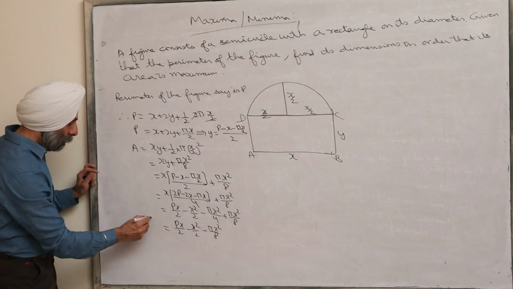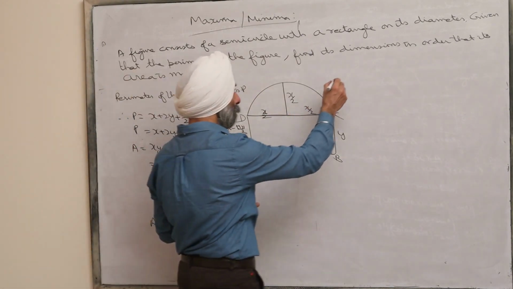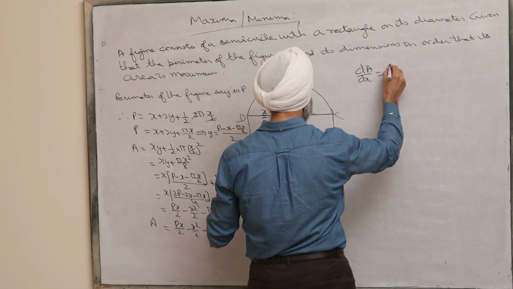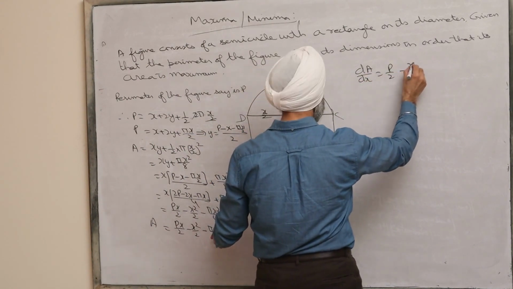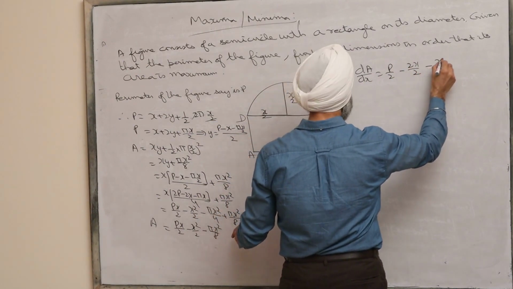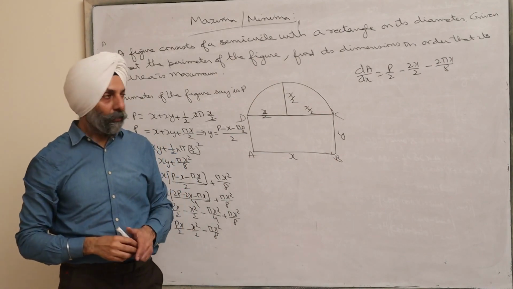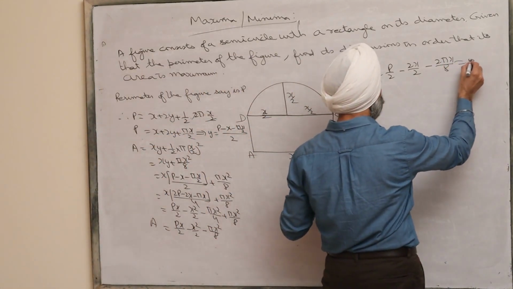Now this is the area here. So if we differentiate this, you can see that dA over dx is p by 2 minus 2x by 2 minus 2 pi x by 8. This is the differential of the area. So equated equal to 0.